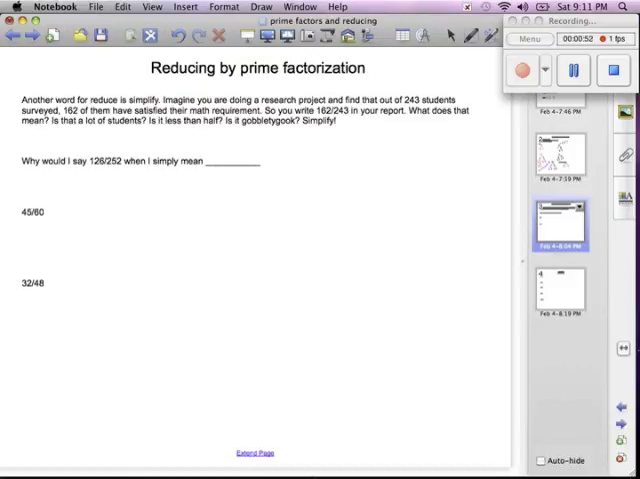So, the prime factorization of 162, I happen to know, is 2 times 3 times 3 times 3 times 3. And the prime factorization of 243, I happen to know, is 3 times 3 times 3 times 3 times 3. Do I expect you to know this? No, that would be ridiculous. I'm going to show you another method too.